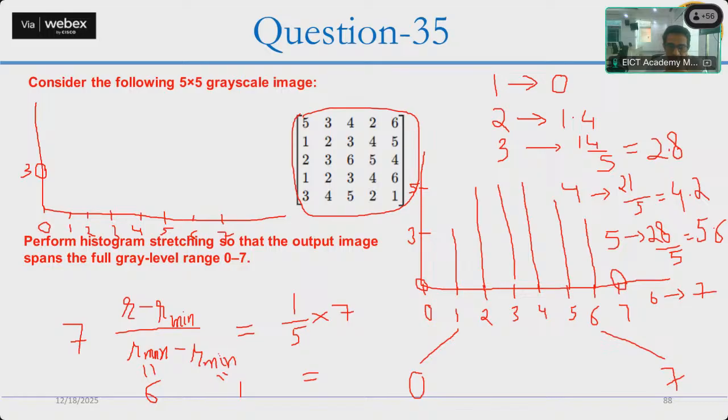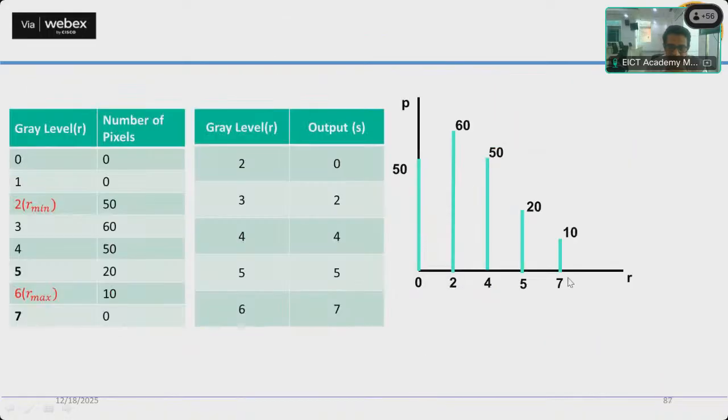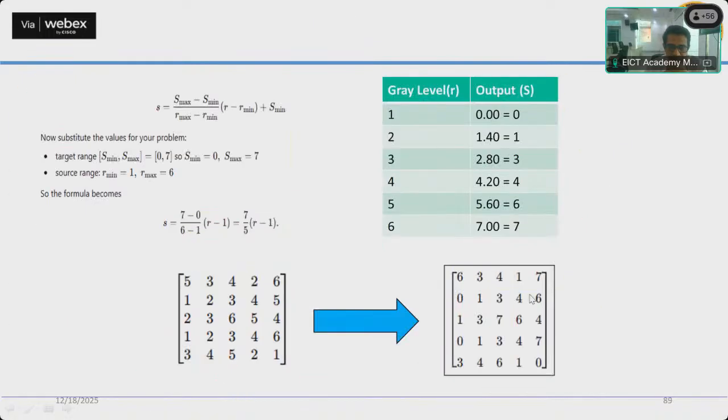Which is exactly the same as the 6. Is this clear? So see, what do we need to do? We have done basically histogram. See, we have done only one thing, that we have calculated basically this output value.